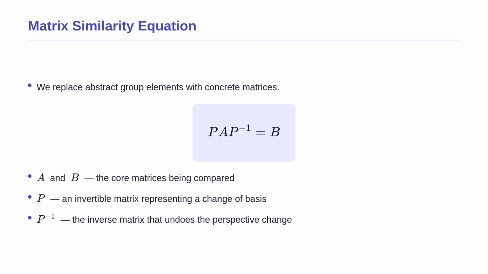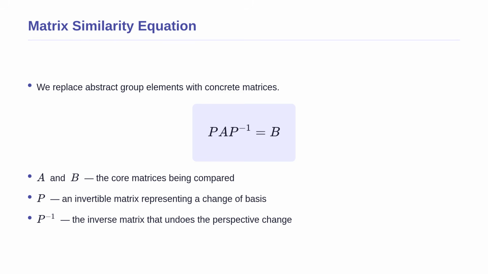Let us see the formula for conjugacy when applied to matrices. We use the exact same definition, but we replace the abstract group elements with concrete matrices. The equation becomes P times A times P inverse equals B. Here, A and B are our core matrices that we are comparing. The matrix P is an invertible matrix representing a change of basis.